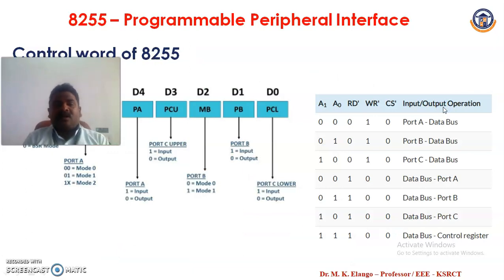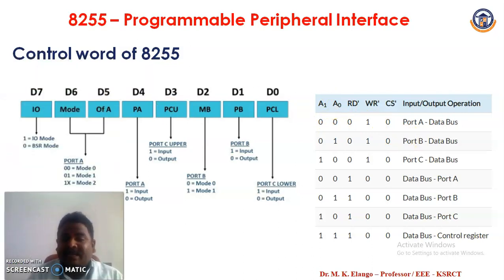Then the control word format. Before the control word format, first I would like to give the explanation about chip selection. A0 and A1 are normally used for port selection. If both signals A0 and A1 are 0, port A is selected. If A0 is 1 and A1 is 0, port B is selected, and if A0 is 0 and A1 is 1, port C is going to be selected. So this is the combination we have to use to choose port A, port B and port C.